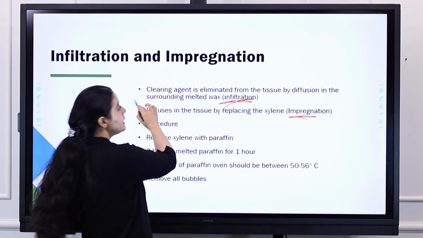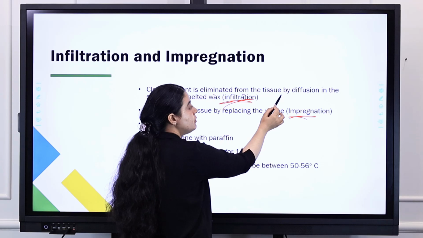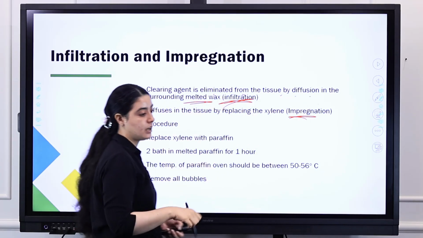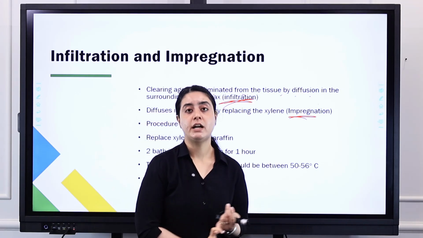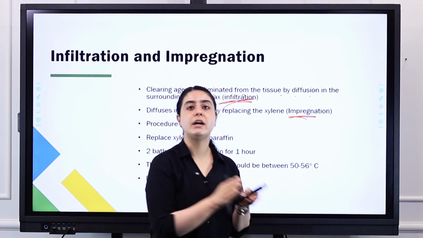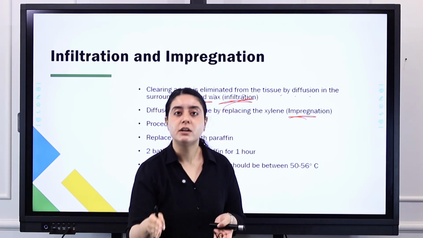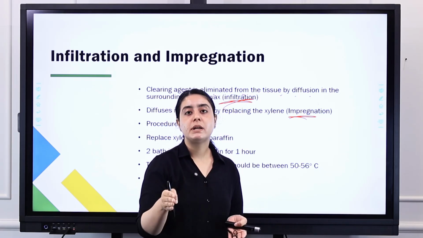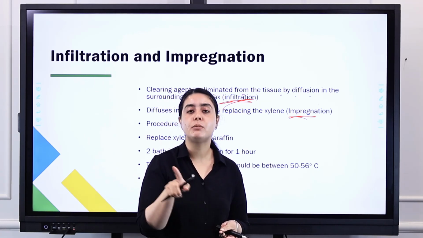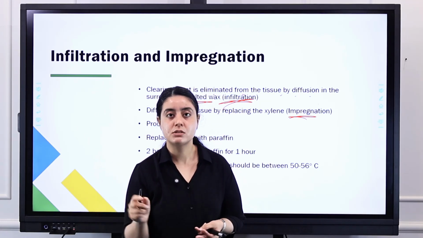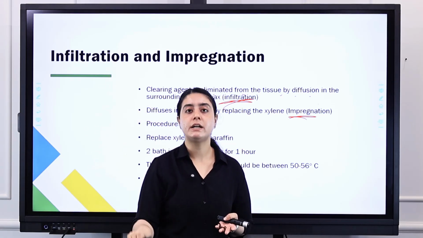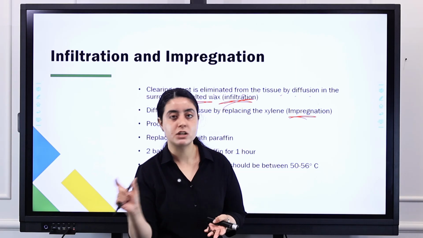See, clearing agent is eliminated from the tissue by diffusion in the surrounding melted wax. Infiltration: first we dehydrate our tissues, so water content is removed and replaced by alcohol, right? Then we clear our tissues, so alcohol is replaced by xylene, right? Now we have to infiltrate it with the help of melted paraffin wax, so it infiltrates into the tissues, right? We put our tissue into the melted wax. So this is the meaning of infiltration.